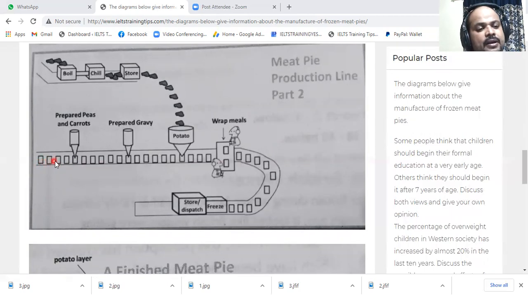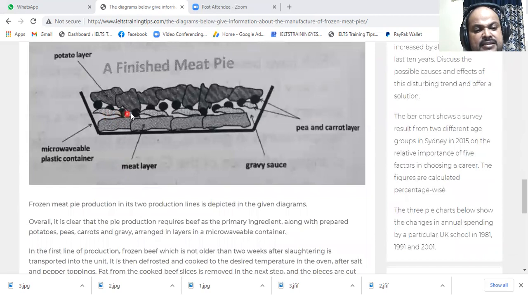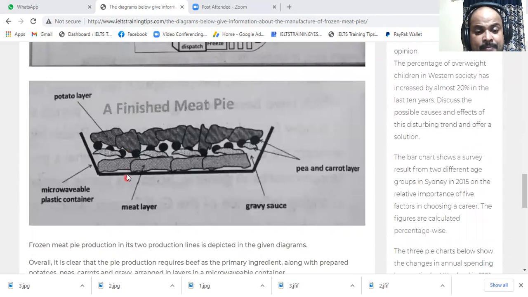It's coming here, and when it reaches here, we add peas and carrots. That's a second layer. Peas and carrots there in the second layer. So, on top of that, we pour the prepared gravy. So gravy is there. Yes, this is the gravy sauce. It is dipped in the gravy sauce.